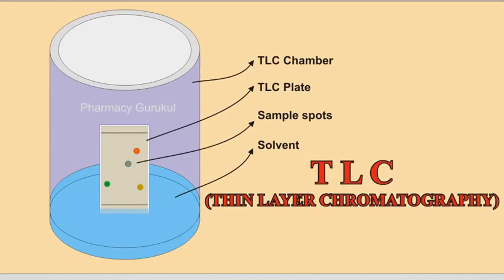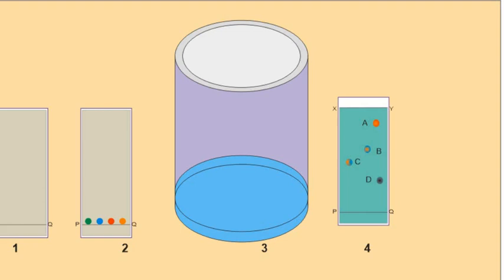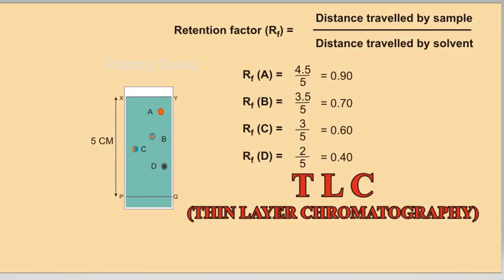Now the plate is placed into the TLC chamber and the chamber is closed with the lid. Allow the plate to develop until the solvent is about half a centimeter below the top of the plate. Then remove the plate from the beaker and mark the solvent front with the pencil. After that, allow the plate to dry. The plate I marked as number 4 shows the sample spots on applying UV light.